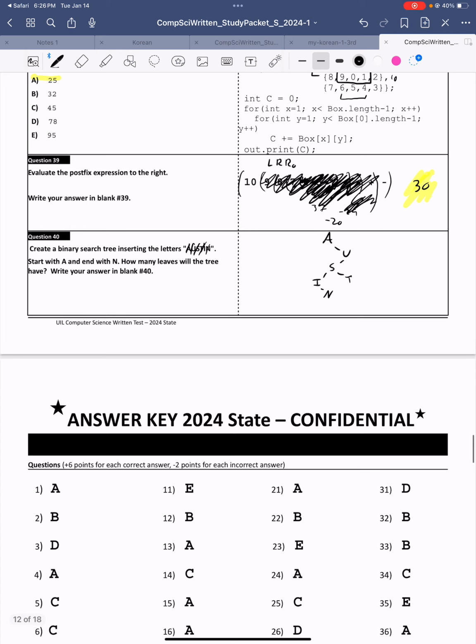It's asking you how many leaves. Leaves means how many nodes don't have any children. And the only nodes are N and T. So the answer is 2.